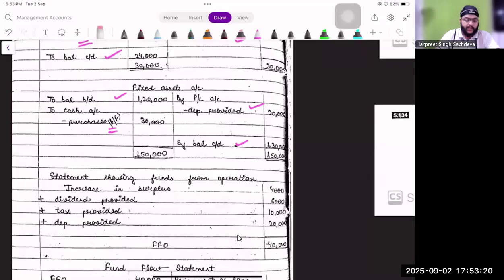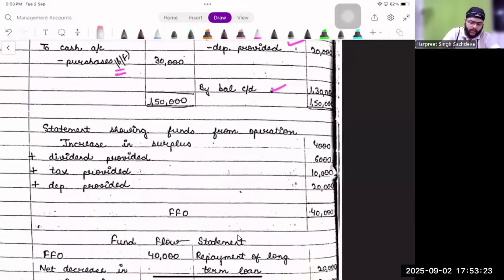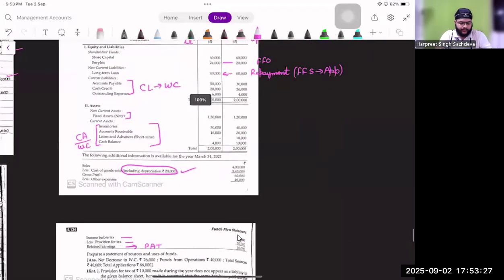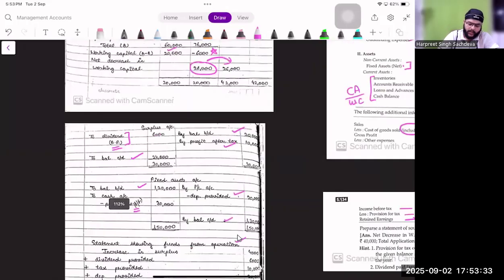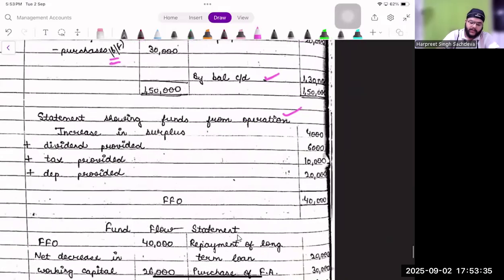Okay, Raja. Next, statement showing funds from operations. What to do here next? First of all, increase in profit and loss account. 20,000 moved to 24,000 means increase in surplus is 4,000 rupees.